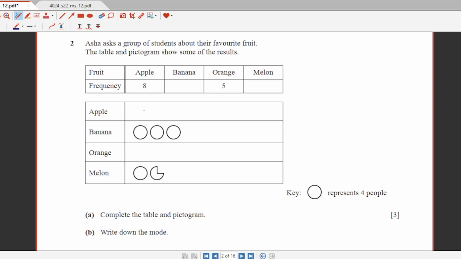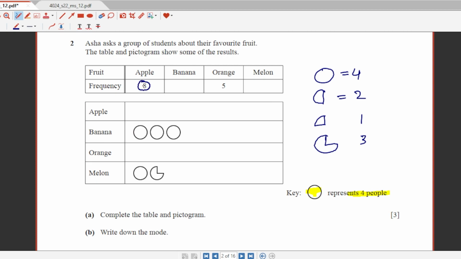Question number 2. Asha asked a group of students about their favorite fruit. The table and pictogram show the summary of the results. Fruits: apple, banana, orange, melon, and the frequency for apple is 8. Just look at the key. One complete circle represents 4 people. Then a half circle must represent 2, a quarter circle should represent 1, and 3/4 of a circle must represent 3. This is the way to identify the key in a pictogram.